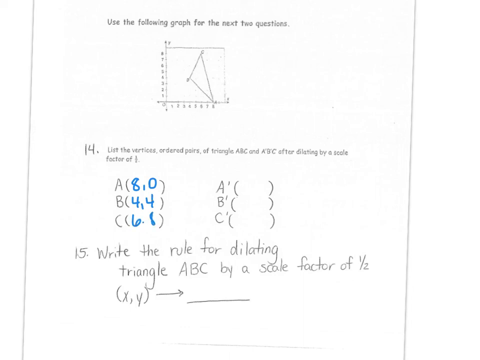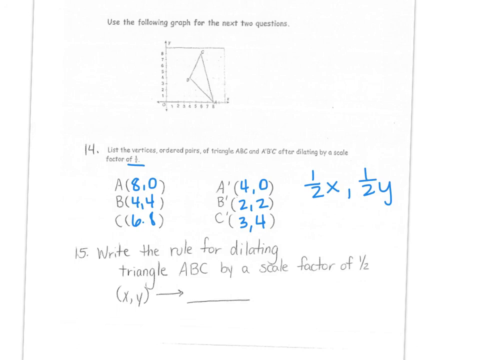If I have a scale factor of 1/2, that means that I took half of x and I half y. So half of 8 would be 4. Half of 0 is still just 0. Half of 4 is 2. Half of 4 is 2. Half of 6 is 3. And half of 8 is 4. So those would be my new vertices or my new ordered pairs.